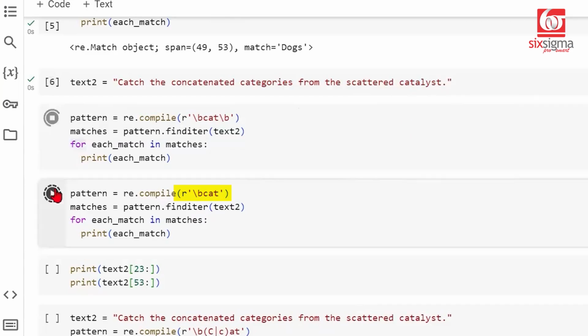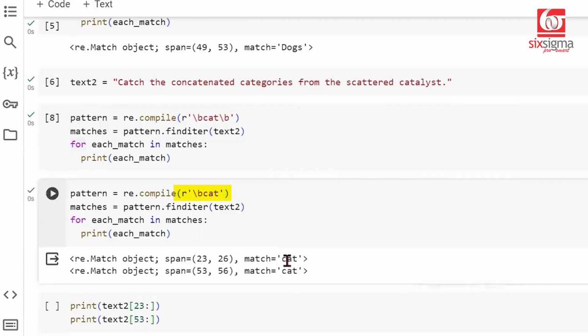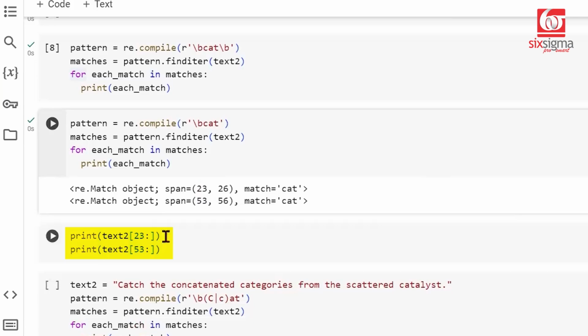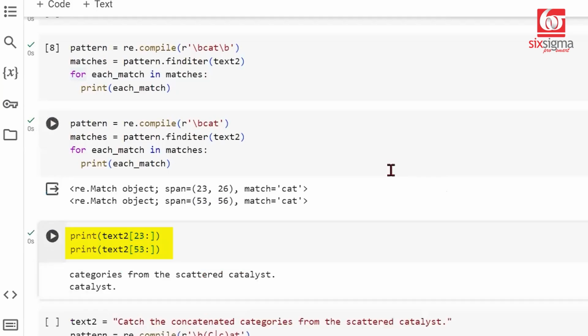Okay, this is already run. I'll run this again. See, so it found the presence at two places, 23 to 26 and 53 to 56. Let's figure out what these indices represent. So we go to the text and take everything from index 23 onwards and index 53 onwards.